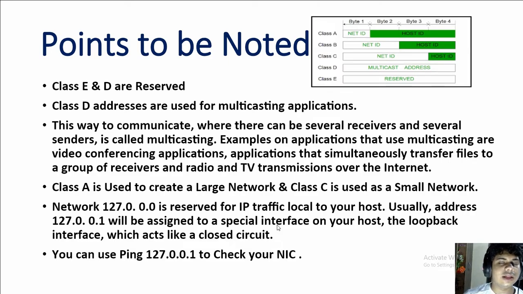Note that class E and D are both reserved, so you cannot use them in your day-to-day life. D addresses are used for multicasting applications, like Zoom, a platform for video conferencing, and Google Meet. They use this multicasting. Class E addresses are used for research and experiment purposes, like scientific research, so you can't use them. They are reserved, so we don't talk about them much.